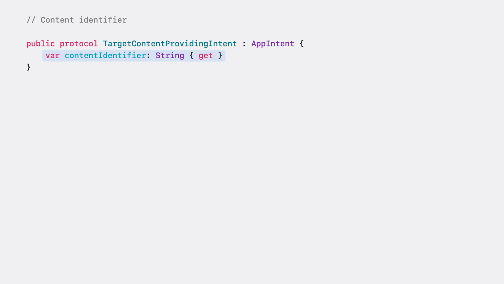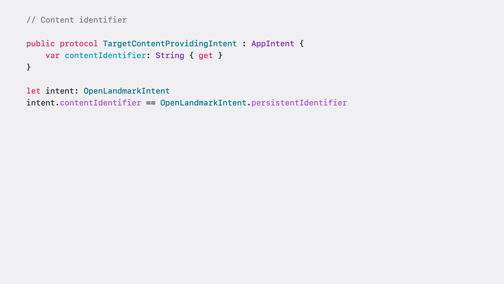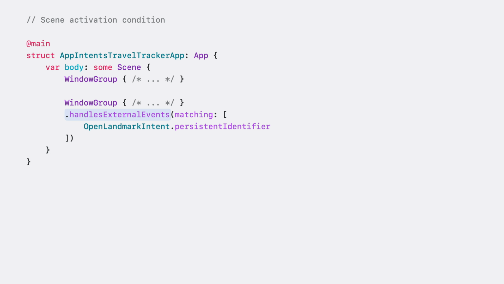A target content providing intent has the content identifier property, which defaults to its persistent identifier. And usually, it's the intent's struct name. You can always customize this value to be even more specific. We can use this with the handles external events modifiers on scenes to set the activation condition, which tells the system to use the scene to execute the app intent. You'll create one if it doesn't exist already. Make sure the identifier in the array matches the content identifier property of the intent you want to handle.